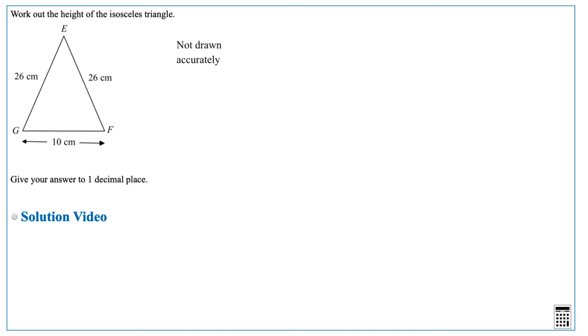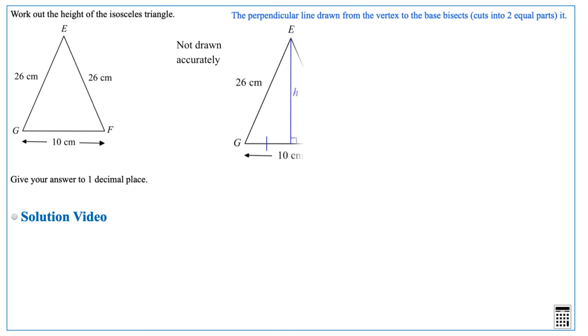To work out the height of the isosceles triangle, we're going to drop a perpendicular. Now the perpendicular line drawn from the vertex E to the base GF bisects it. In other words, it cuts it into two equal parts. Therefore, we have two congruent right-angled triangles.